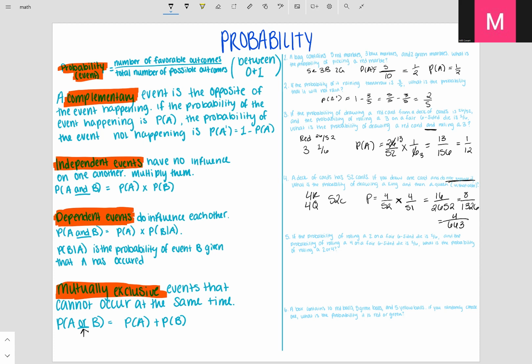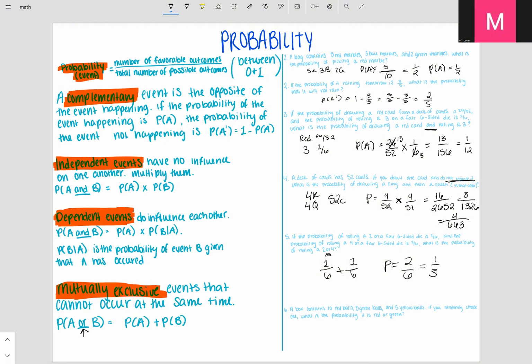Next, if the probability of rolling a 2 on a fair six-sided die is 1/6, and the probability of rolling a 4 is also 1/6, what is the probability of rolling a 2 or a 4? So we will add these. So the probability equals 2/6 equals 1/3.